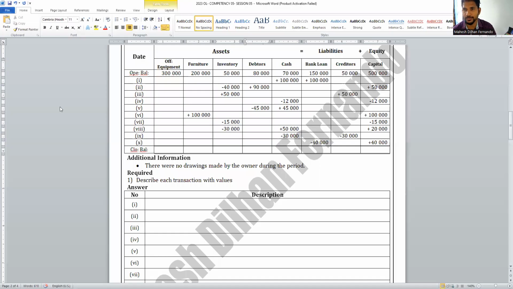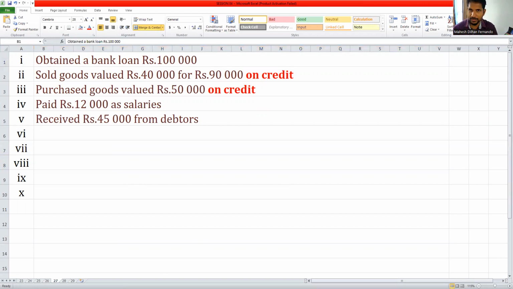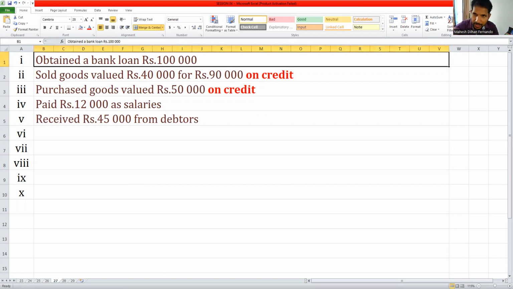Okay, children. Now we can check your answers for the first 5 transactions. First one, what has happened? Cash increased by 100, bank loan increased by 100. The business has obtained a bank loan worth 100,000. Simply say that. Don't write paragraphs here, but the important point should be available.